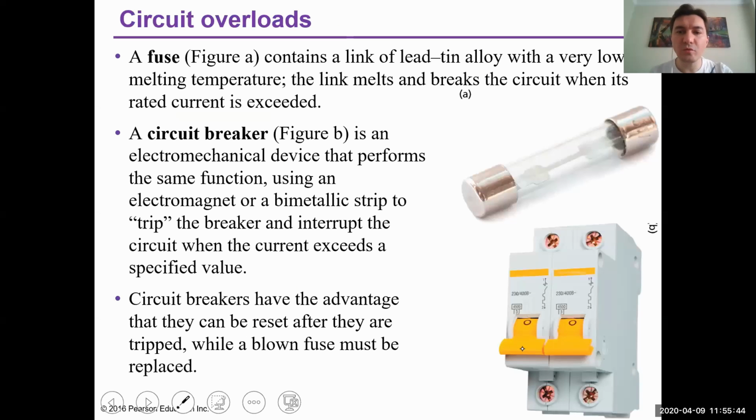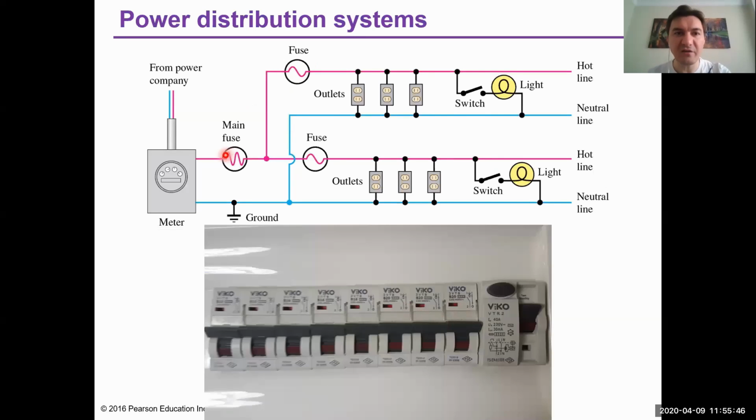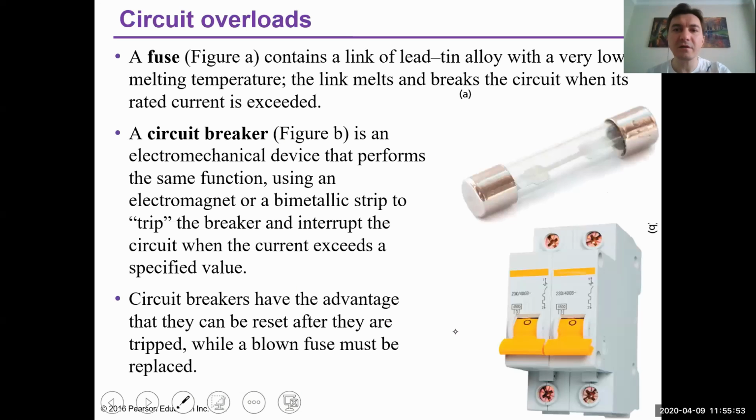So what is the fuse here? Main fuse, fuse. This is a kind of fuse, okay? There are different kinds of fuses. So here we have a glass fuse. A fuse contains a link of lead-tin alloy, kurşun kalay. Okay, you can see that very thin wire here produced from lead and tin. So with a very low melting temperature, the link melts and breaks the circuit when its rated current is exceeded.